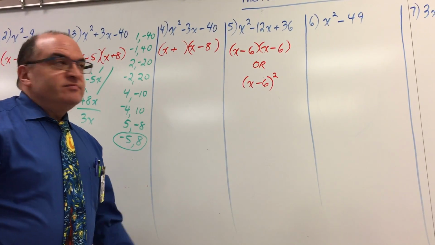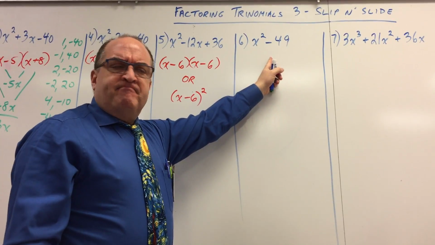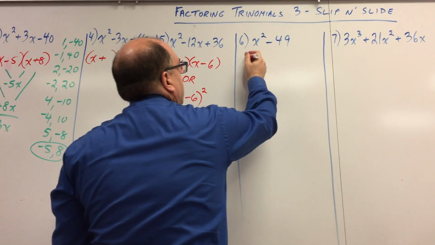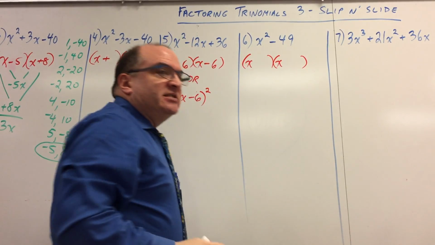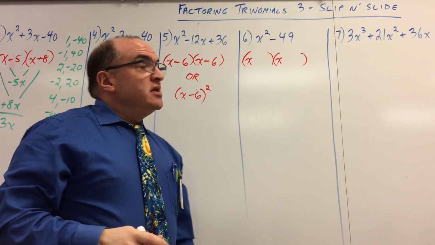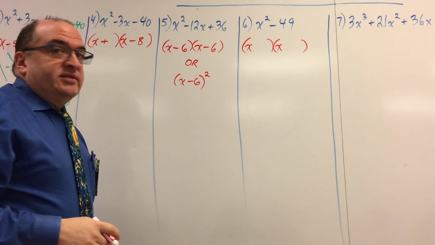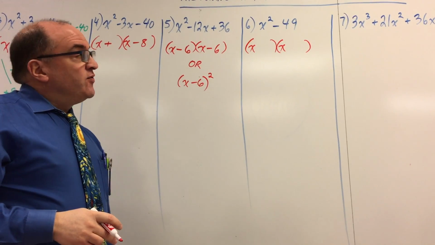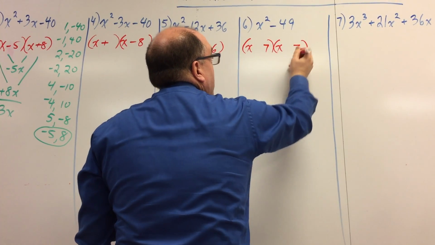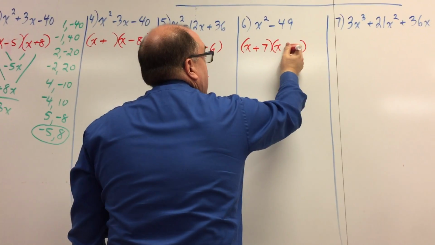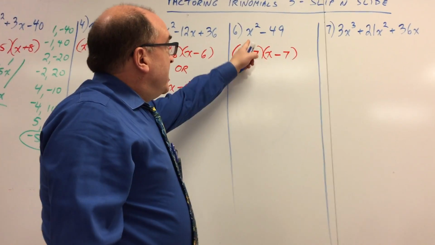Either way. Over here, I don't have a middle term. How do I factor that? Well, this is a situation where it has to be the same number. So it's going to be, in other words, the square root of 49. What number times itself makes 49? 7 and 7, but in this case, one's plus and one's minus. Why is that the case? Well, because you know x times x makes x squared.